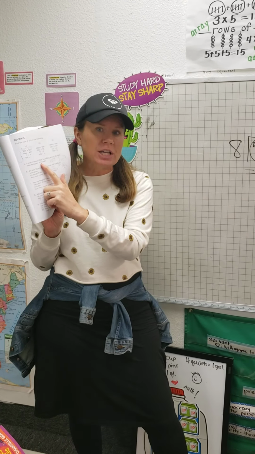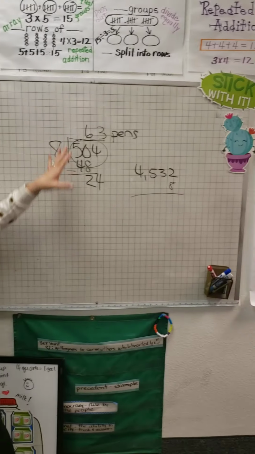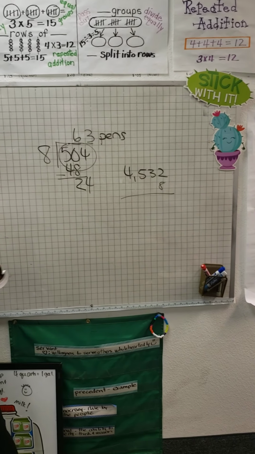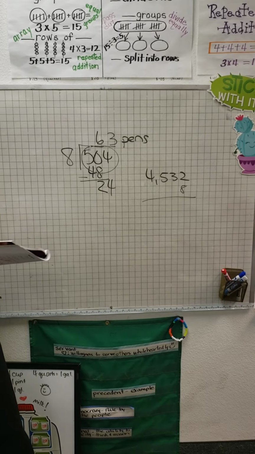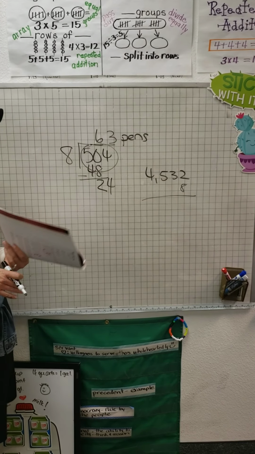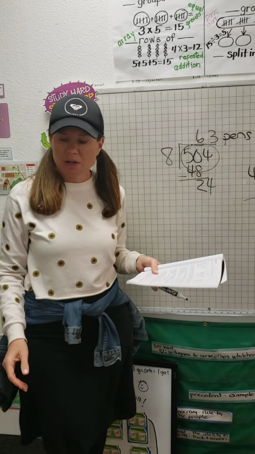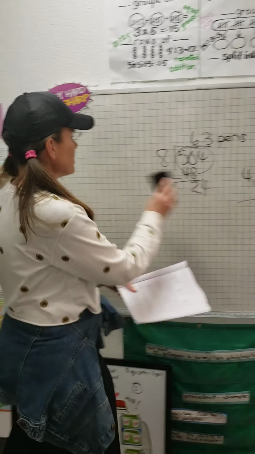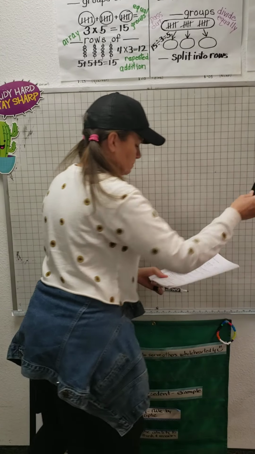So always check your answer and see if it made sense. But this does make sense that he only sold 63 pens at $8, and then he made $504. That's pretty good for selling pens. All right, let's look at number 6, the next one.